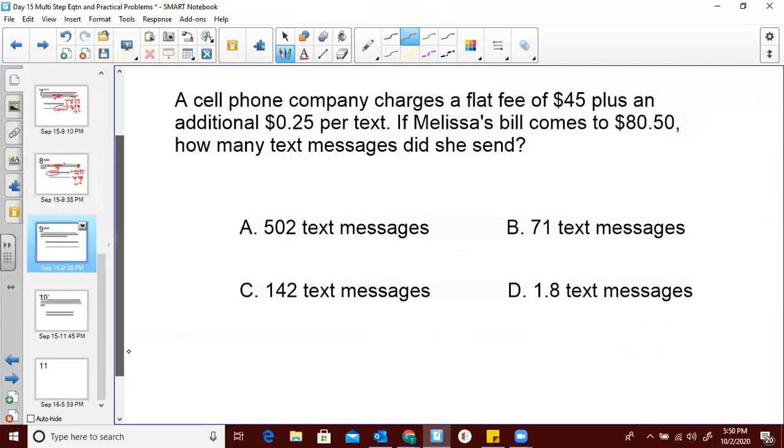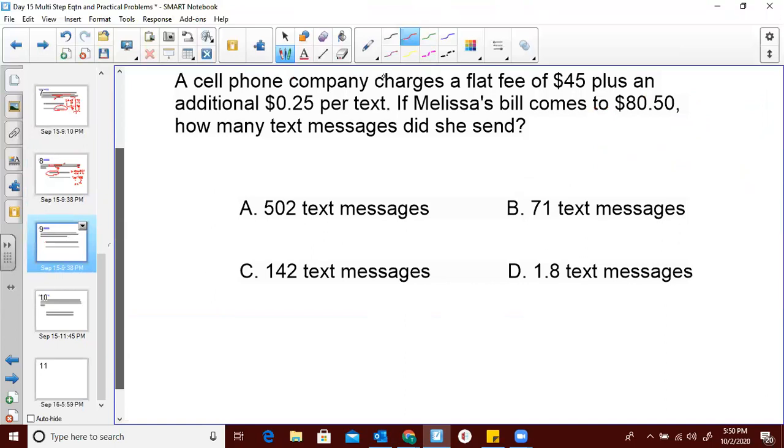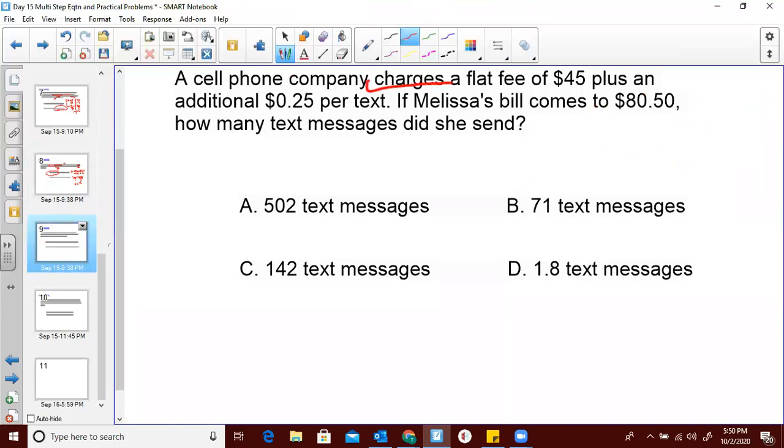All right, a cell phone company charges a flat fee. So now, I've been saying flat fee the whole time, so that's just a dead ringer giveaway right there. Plus an additional $0.25 per text, and we have plus. Melissa's bill comes to $80.50, how many text messages did she send? And that's going to be our variable. You can also see what the variable is by usually looking in the question, because it'll explicitly state it.